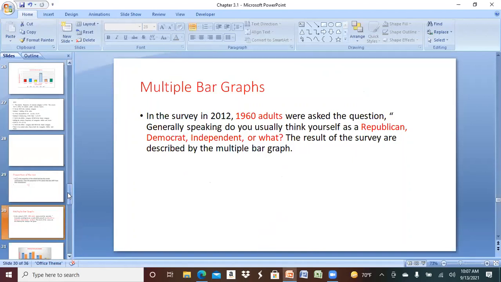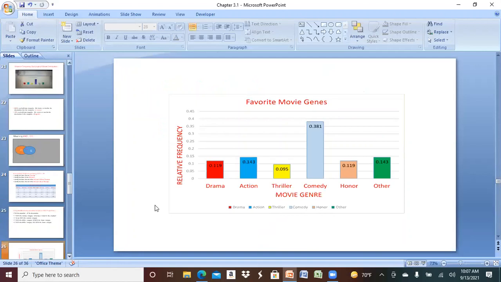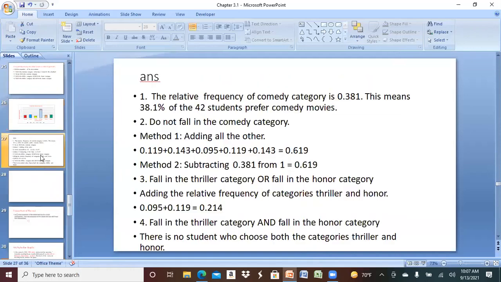You look on the graph, you will see the real 0.093 and horror is 0.119. So that is how to find the 0.119. And then you can find this one. When you find this one, the first one we have 48, right? Do not fall in the comedy, you have 0.619.